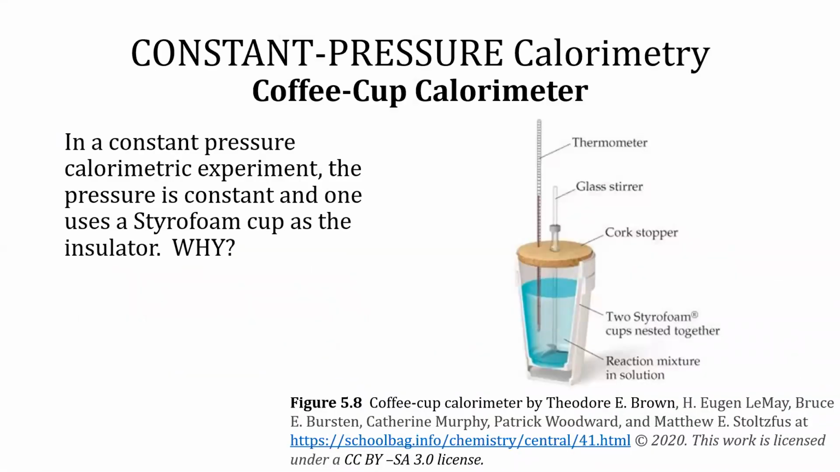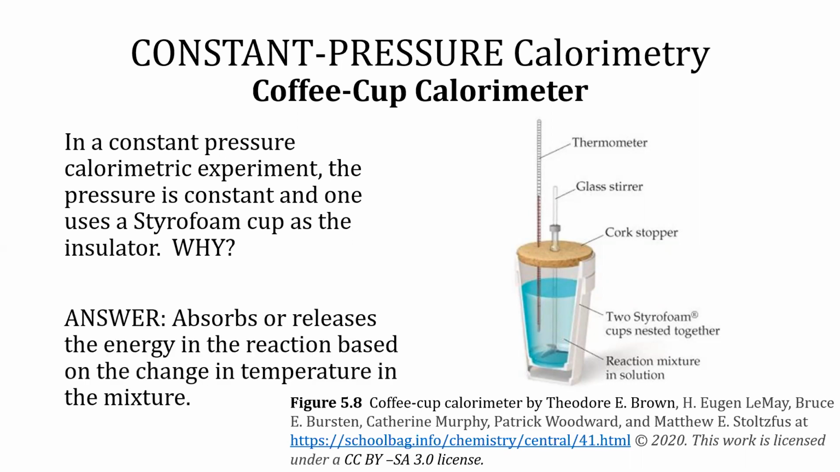In a constant pressure calorimetric experiment, the pressure is constant, and one uses a styrofoam cup as the insulator. Why? It absorbs or releases the energy in the reaction based on the change in temperature in the mixture. The figure shown to the right is a typical coffee cup calorimeter where two styrofoam cups are nested one on top of another and covered with a cork lid or equivalent. There is a place for the stirrer to mix the contents and another spot for monitoring the temperature change for the mixture.